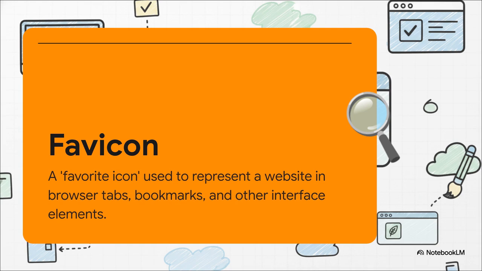So that little icon has a name. It's called a favicon. It's actually short for favorite icon, and its whole job is to be a little visual marker for your website. It helps your site stand out in that sea of open tabs or in a long list of bookmarks. It's a small but honestly a really crucial piece of your site's branding.